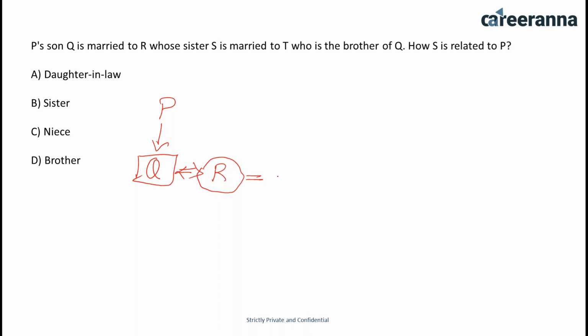R's sister is going to be S, so this is also going to be a female, and she is married to T. Now T is going to be male. Who is the brother of Q? This statement is also saying that he is the brother of Q. That means Q and T are brothers, so you can say that P is also the parent of T. Okay, so they have a relation of brothers.